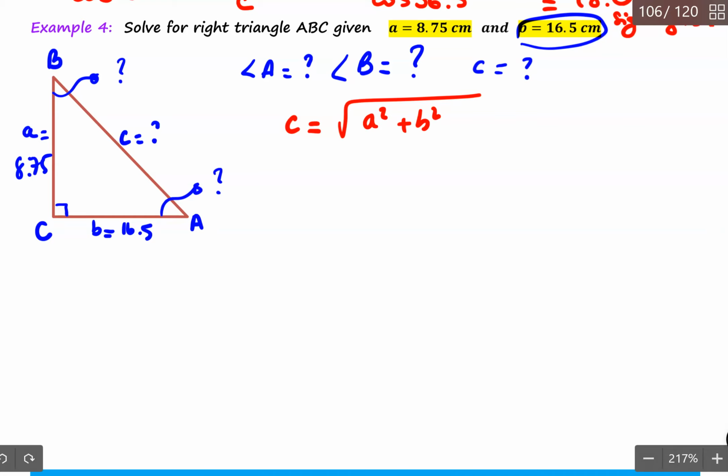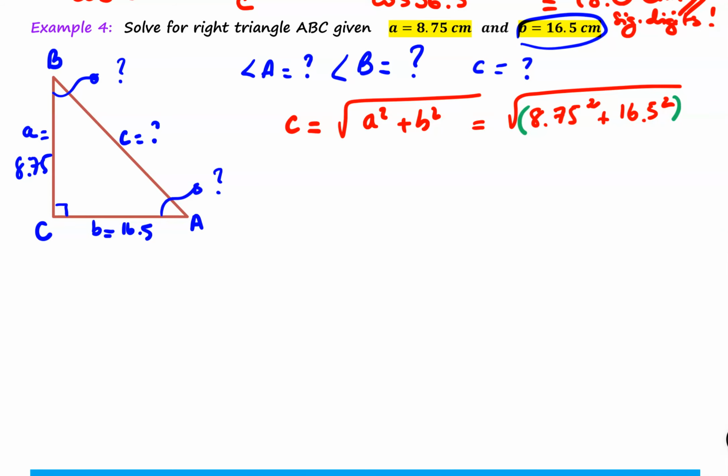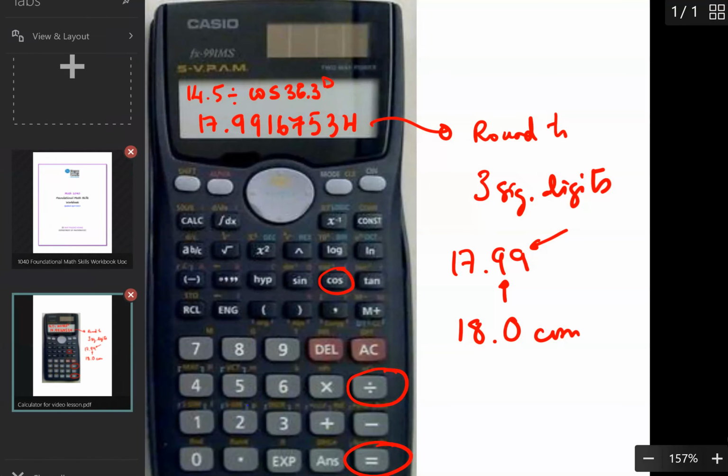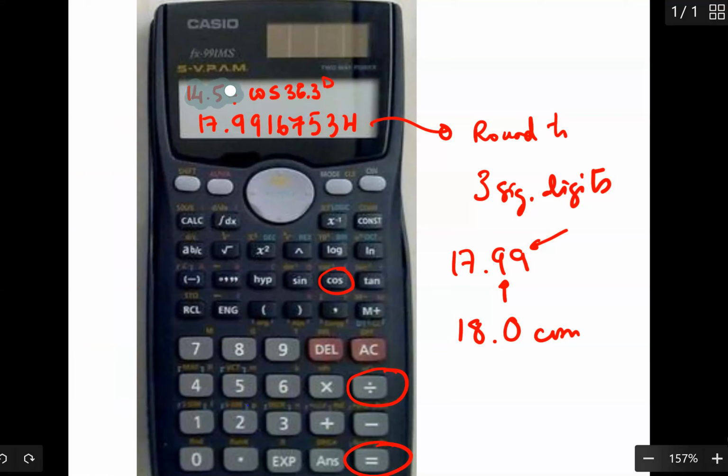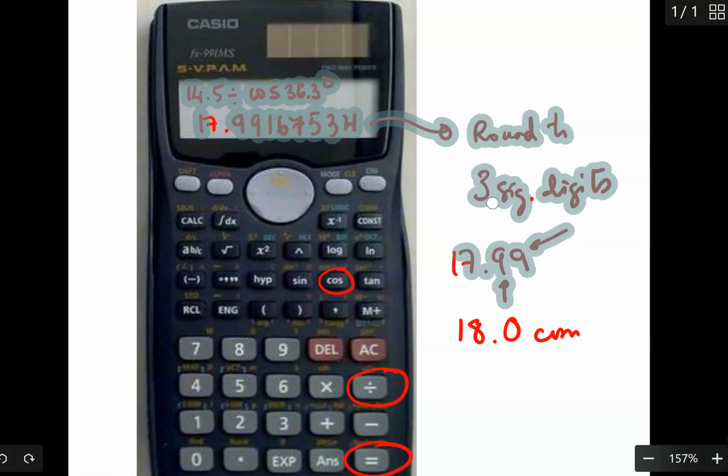So in this case, here's what we need to do. We need to put the square root of 8.75 squared plus 16.5 squared, and we will key this into the calculator with the brackets. So let's go to our calculator and we go from there. Okay, so let me erase this from my last handout.